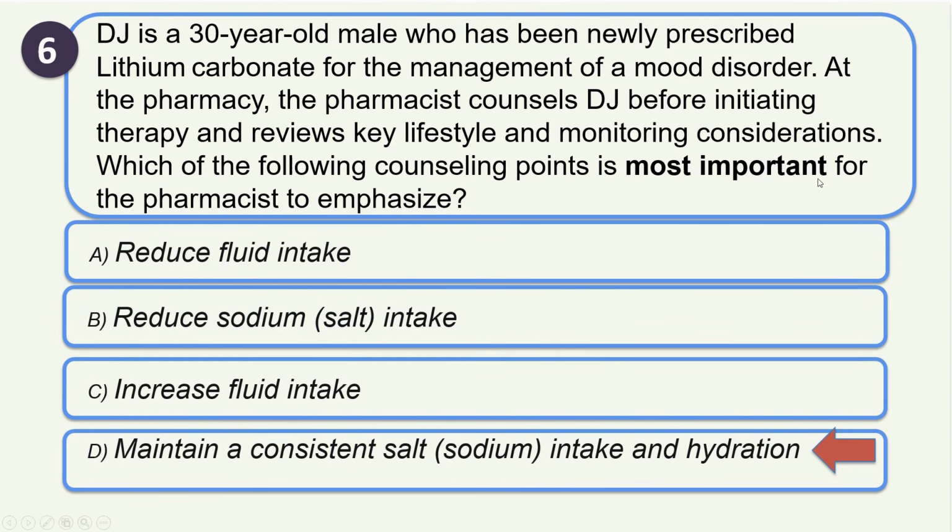The correct answer is maintain consistent salt intake and hydration, because a low sodium diet or significantly lower sodium or salt intake can increase lithium toxicity. So therefore, patients should be advised to maintain consistent salt intake and hydration.